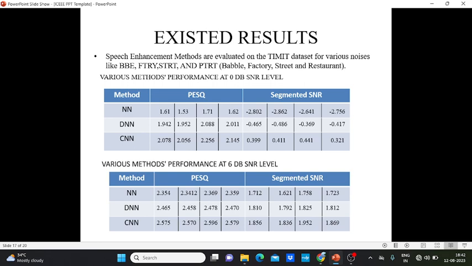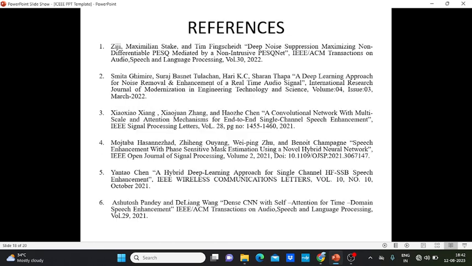So in future, in my paper, compared to previous results, our expected results are very efficient compared to the previously existing methods. So these are the references I referred.